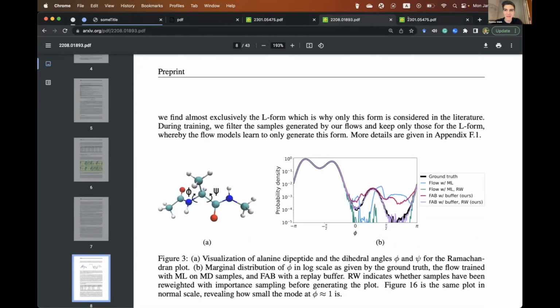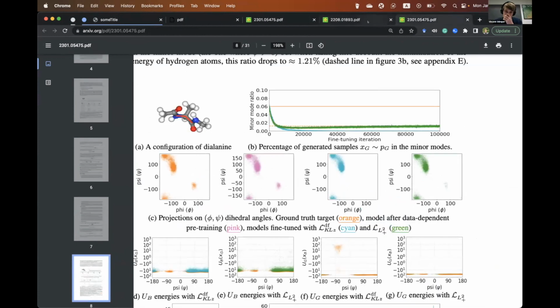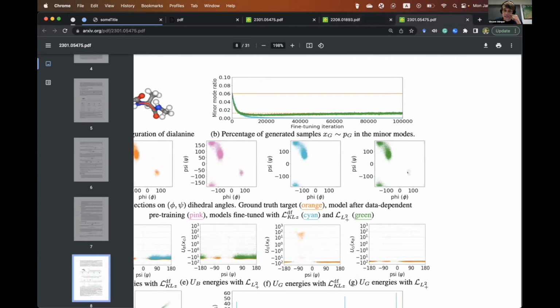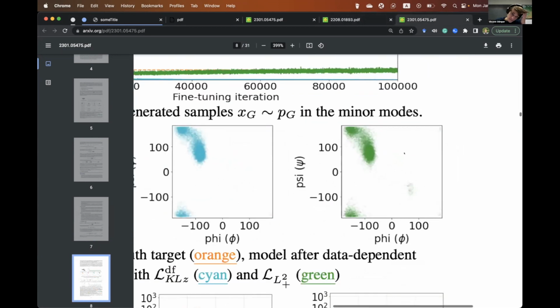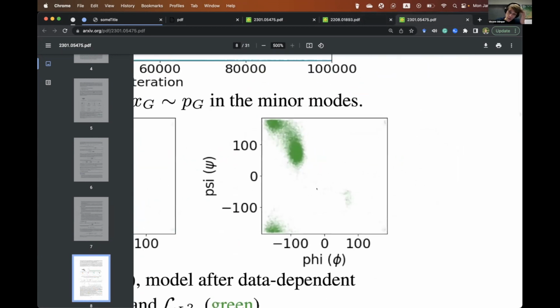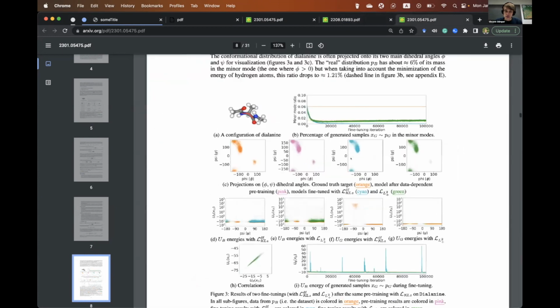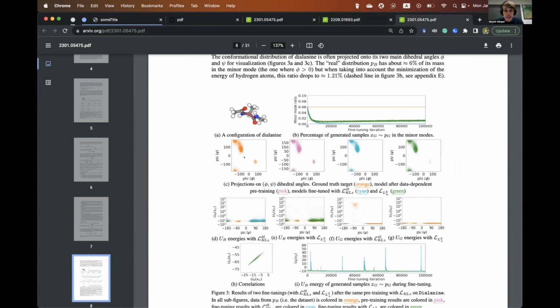Yeah, same. And the thing is, they basically did pre-training on the MD samples, which are shown in this orange graph, and then they did this refinement using their special losses that they introduced.